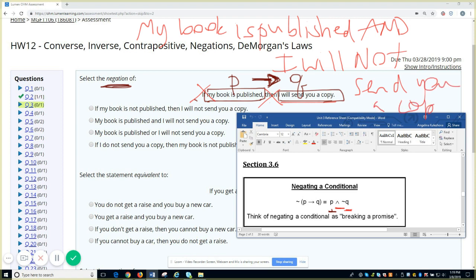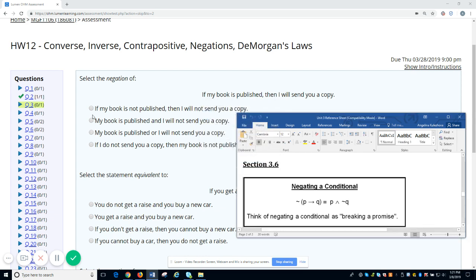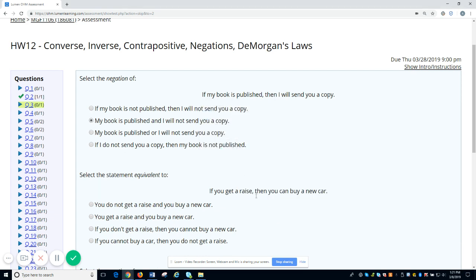So what we just did is form the negation of a conditional. If my conditional statement is, if my book is published, then I will send you a copy, to contradict that statement I have to form the following new statement: my book is published, and I will not send you a copy. That would be a logical negation of the conditional, and in our options, this would be the correct negation.